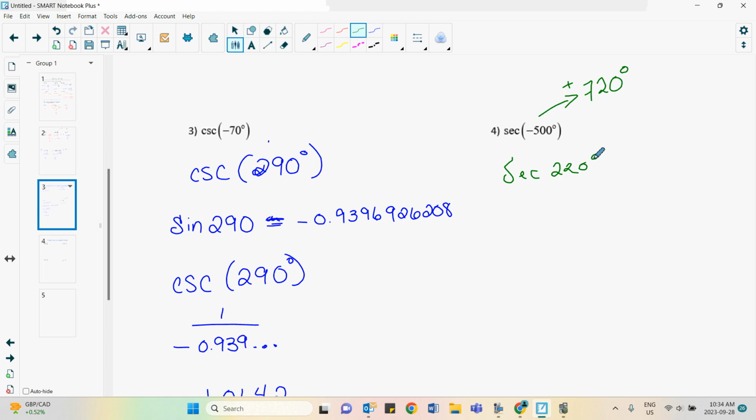You're in quadrant 3. What do you anticipate cosine being? Negative. So I'm going to get that answer. I get a negative 0.07604444431, and then I'm going to do the reciprocal of that.